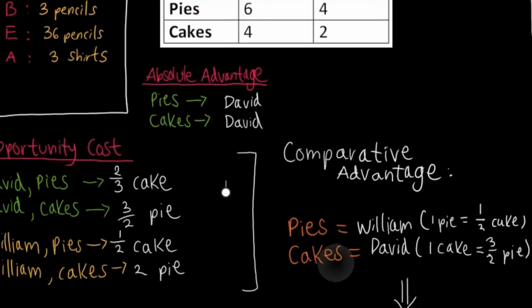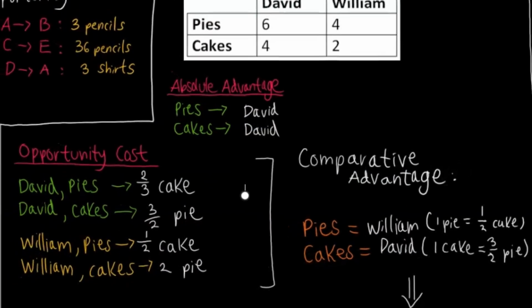Now, when we talk about comparative advantage, it is who has an advantage in terms of opportunity cost. Who gives up less for producing that product? When we're talking about pies, who produces 1 pie at the lowest cost? Well, we look at David. If he produces 1 pie, he gives up 2/3 of a cake.